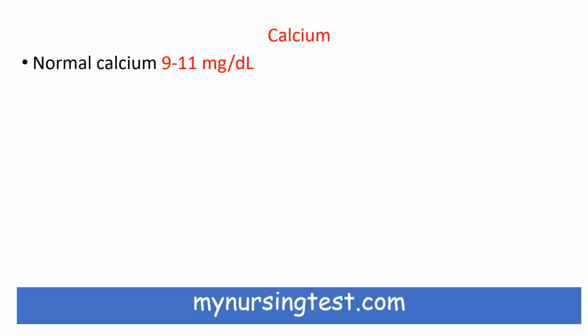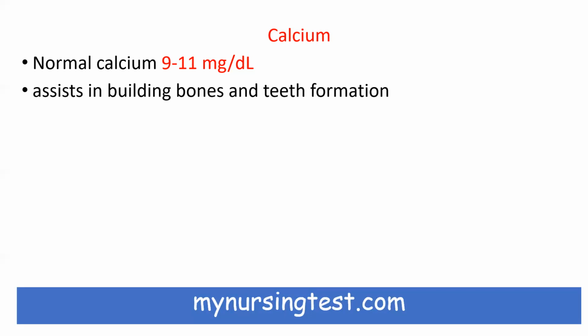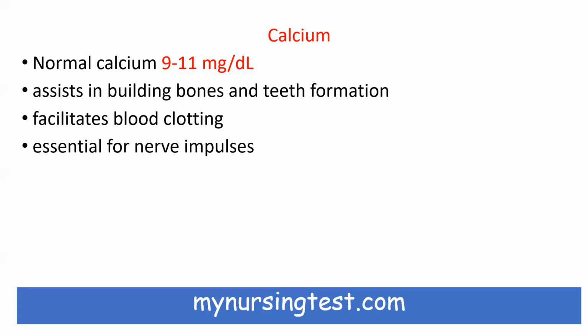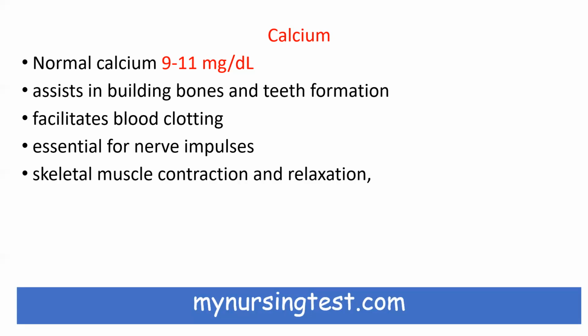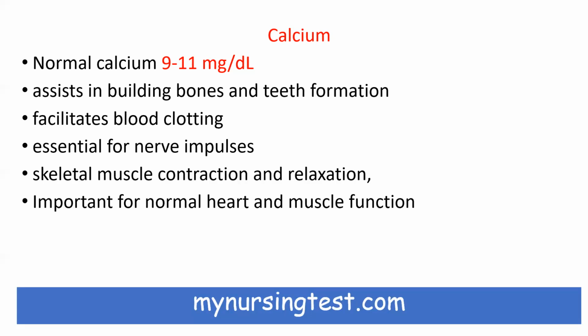Our next electrolyte is calcium, and calcium, normal value from 9 to 11. One of the things that I see is that sometimes students, to remember this, will say, for calcium, call 911, right? And that's like a memory tip. And calcium assists in building bones, teeth formation. It facilitates blood clotting and is essential for nerve impulses. Skeletal muscle contraction, normal heart and muscle contraction, because remember, your heart is a muscle.